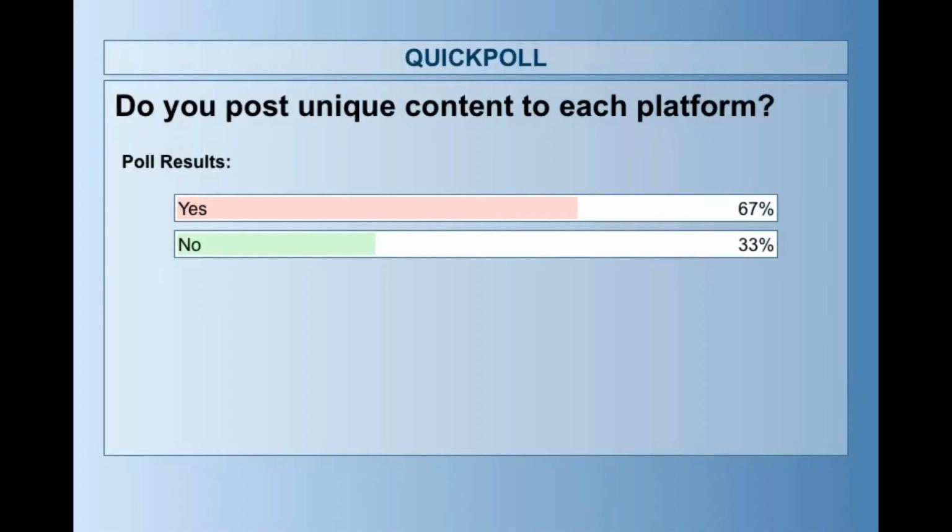But yes, it looks like most of you, or about 2/3 of you, are posting unique content to each platform, and that's awesome. Hopefully you're getting really good engagement from using that technique.